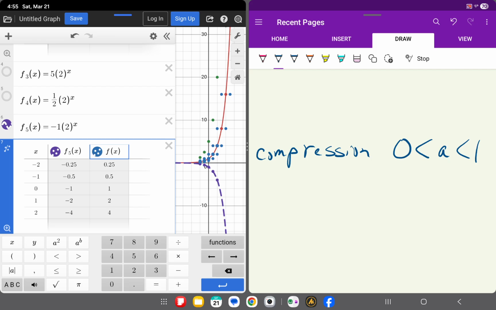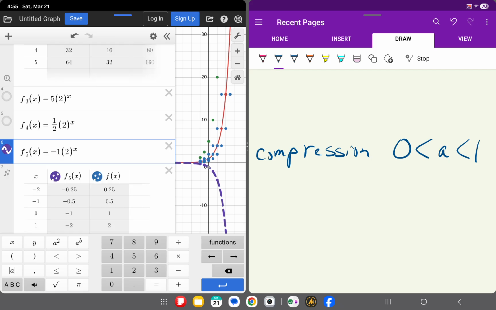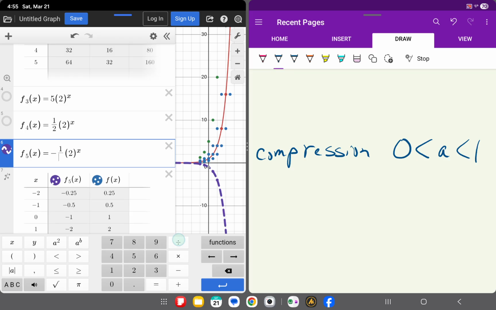So if I make this like a negative 1/2, it is going to grow twice as slow, so negative 1 divided by 2. And as you can see, from our original function, it's not only being reflected across the x-axis, but it is now growing half as slow. So we normally would have gotten out a 2 on 1, got out a negative 1.